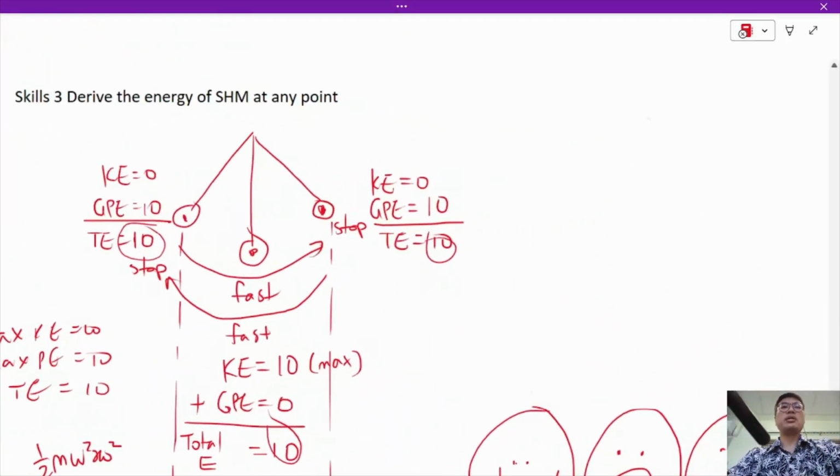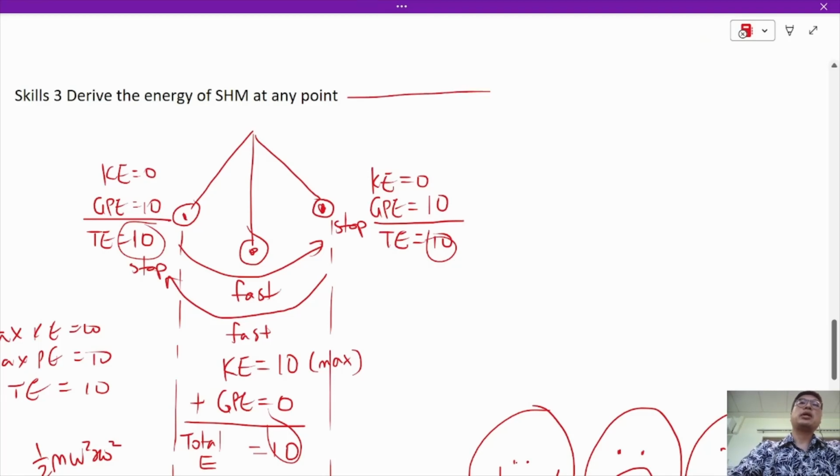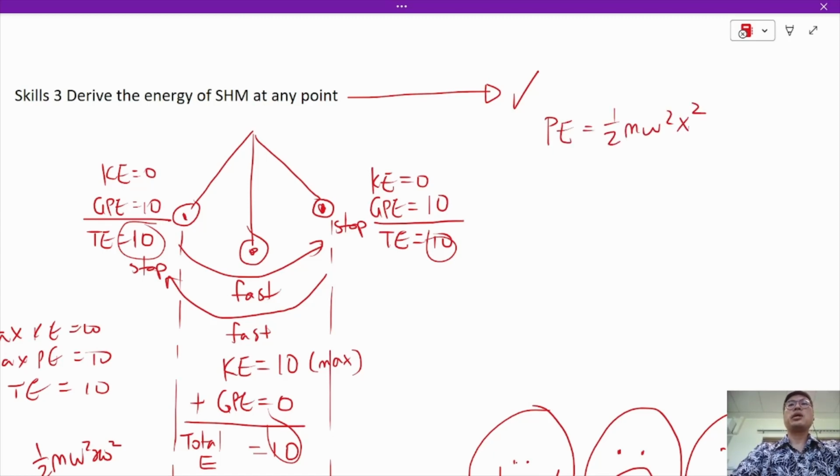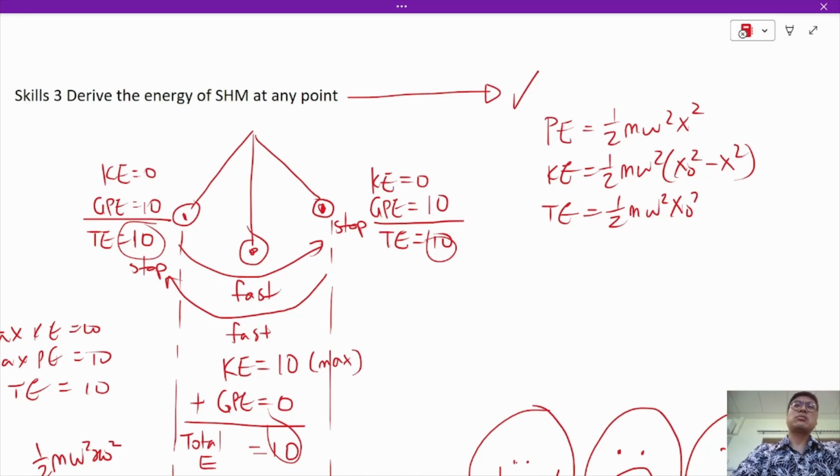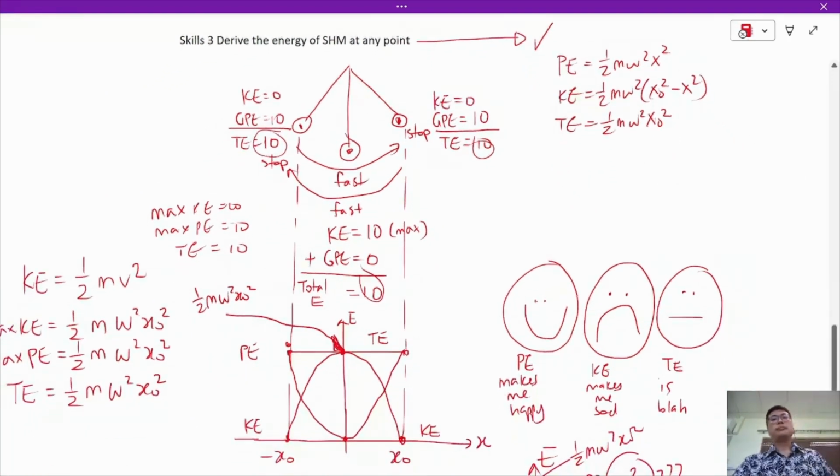So deriving the energy of the SHM at any point has been accomplished, because we know that the PE graph is half m omega squared x squared, the KE graph is half m omega squared, x naught squared minus x squared, and the total energy graph is half m omega squared x naught squared. So we can derive the energy of the SHM at any point.